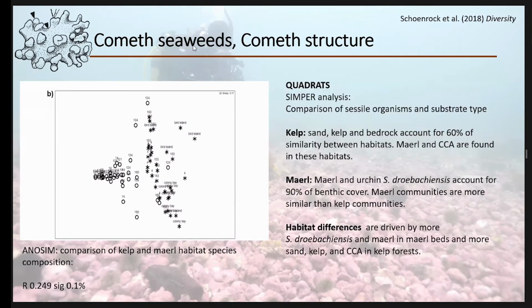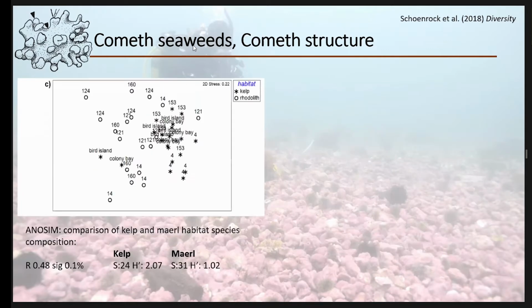And the defining species in these systems, for kelp forests, you're going to see bedrock is about 60% of the bottom. There's a lot of coral and algae on this bedrock themselves, as well as kelp holdfast. In marl, or in rhodolith beds, you have rhodolith, but also a lot of urchins covering the system. So again, just another way of defining and describing habitat differences.